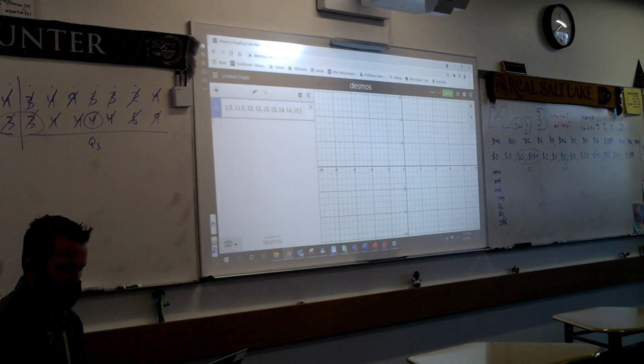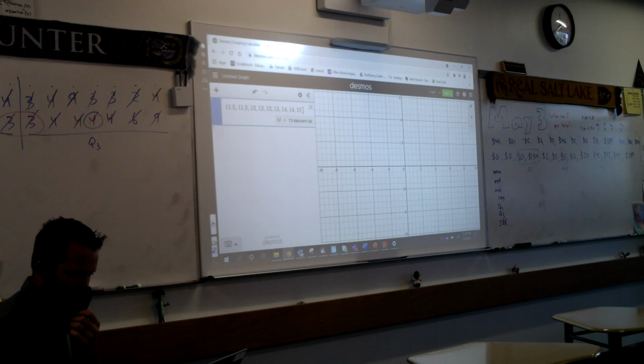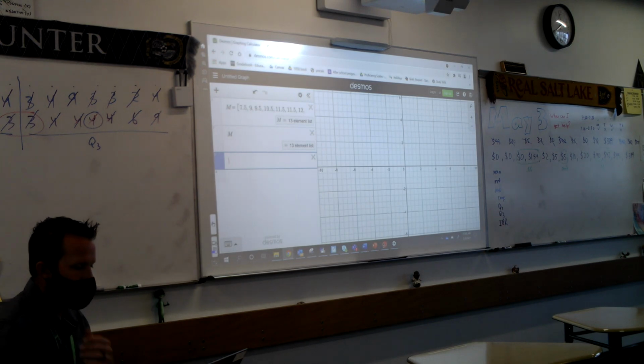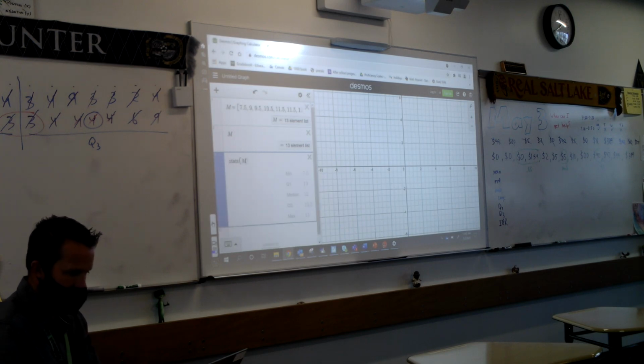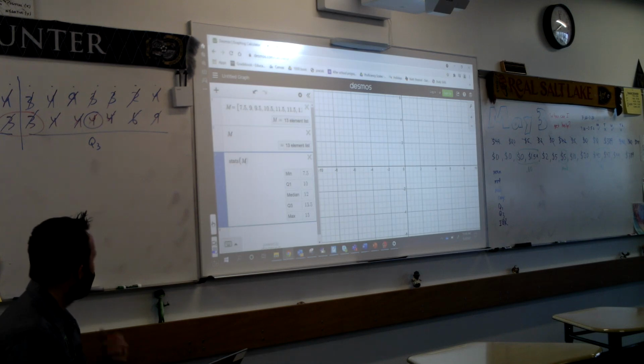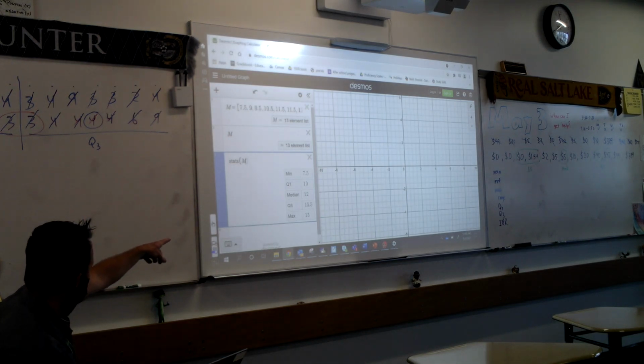And I'm going to close parentheses. Oh, with a bracket. Okay. So now when I put M up, it's going to be those 13 points, okay? Now what I'm going to do here is I'm going to say, hey, tell me, Desmos, what are the stats of M? And look at that. It went through and gave me the min, quartile 1, median, quartile 3, and the max.